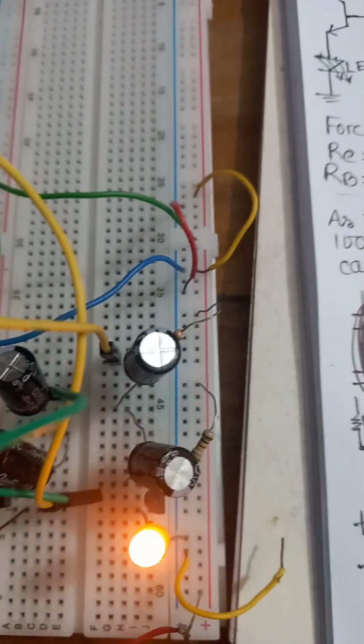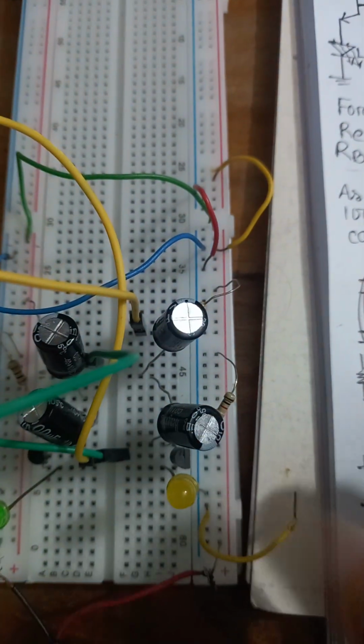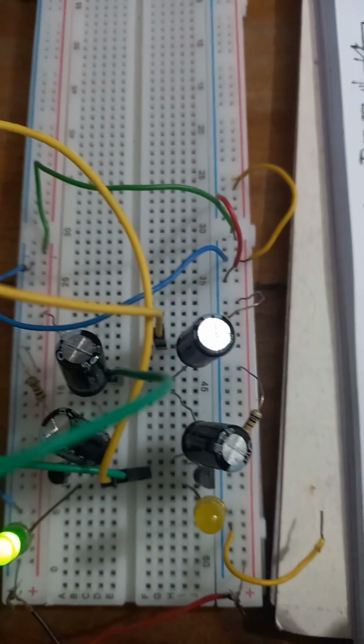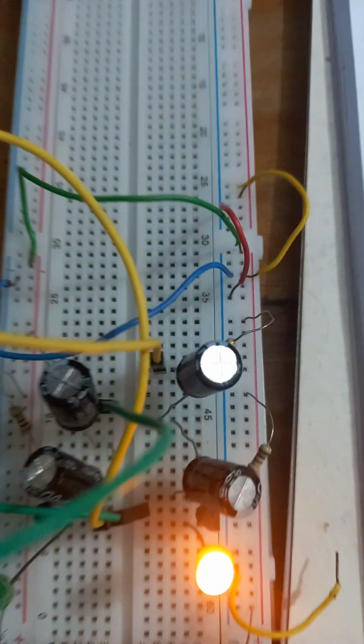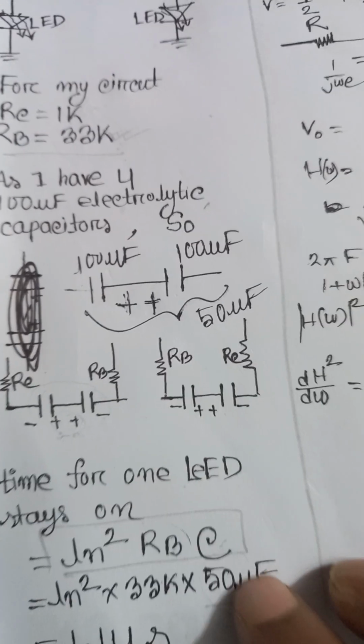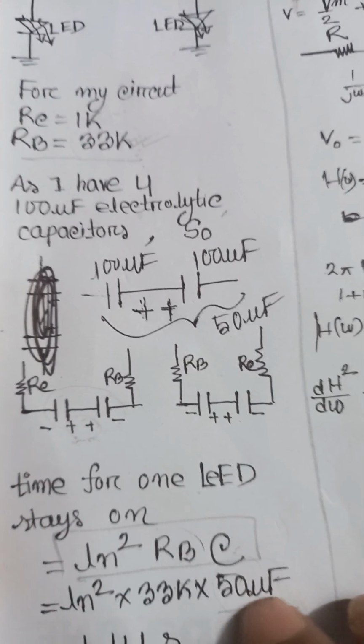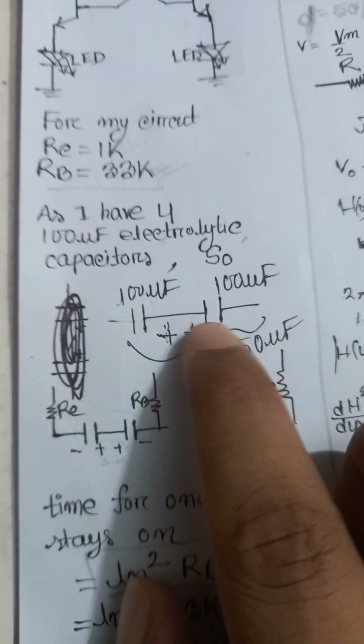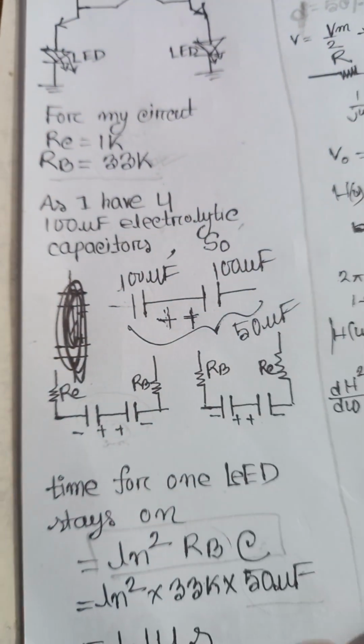So what is the time period of this circuit? The formula for the time duration for which one LED stays on, or one LED is glowing, is ln 2 into RB into C. So RB is simply 33K, you see I have used here, and C is 50 microfarad, not 100 microfarad, because two 100 microfarad capacitors are in series and the equivalent capacitance is 50 microfarad.